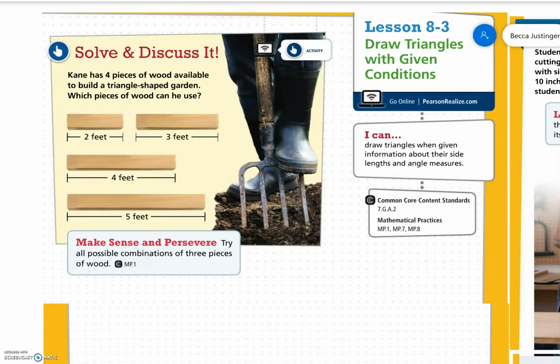Hi, 7th grade. Welcome to lesson 8.3, Draw Triangles with Given Conditions. By the end of the lesson, I want you to be able to say, I can draw triangles when given information about their side lengths and angle measures.